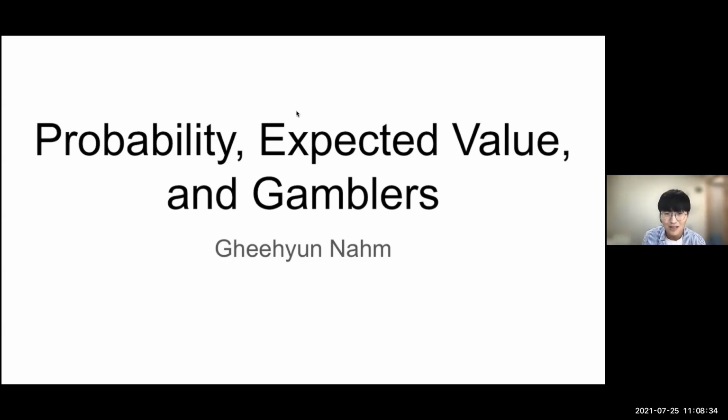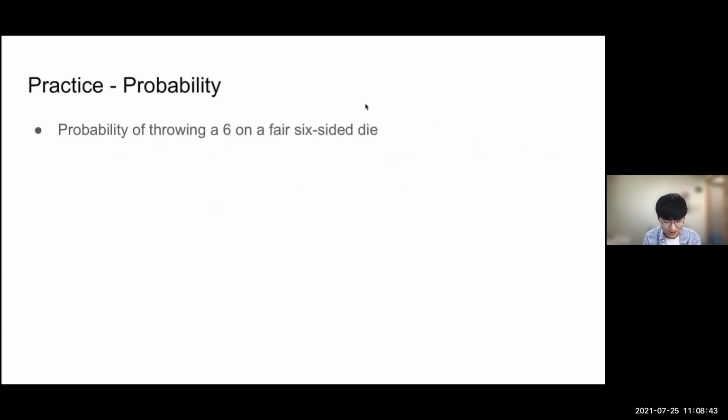So I'm not really sure how much probability you know, so let's first review some by going through some questions. What is the probability of throwing a 6 on a fair six-sided die? 1/6. There are 6 possible outcomes, and the probability of each of them showing up is the same, so it should be 1/6.